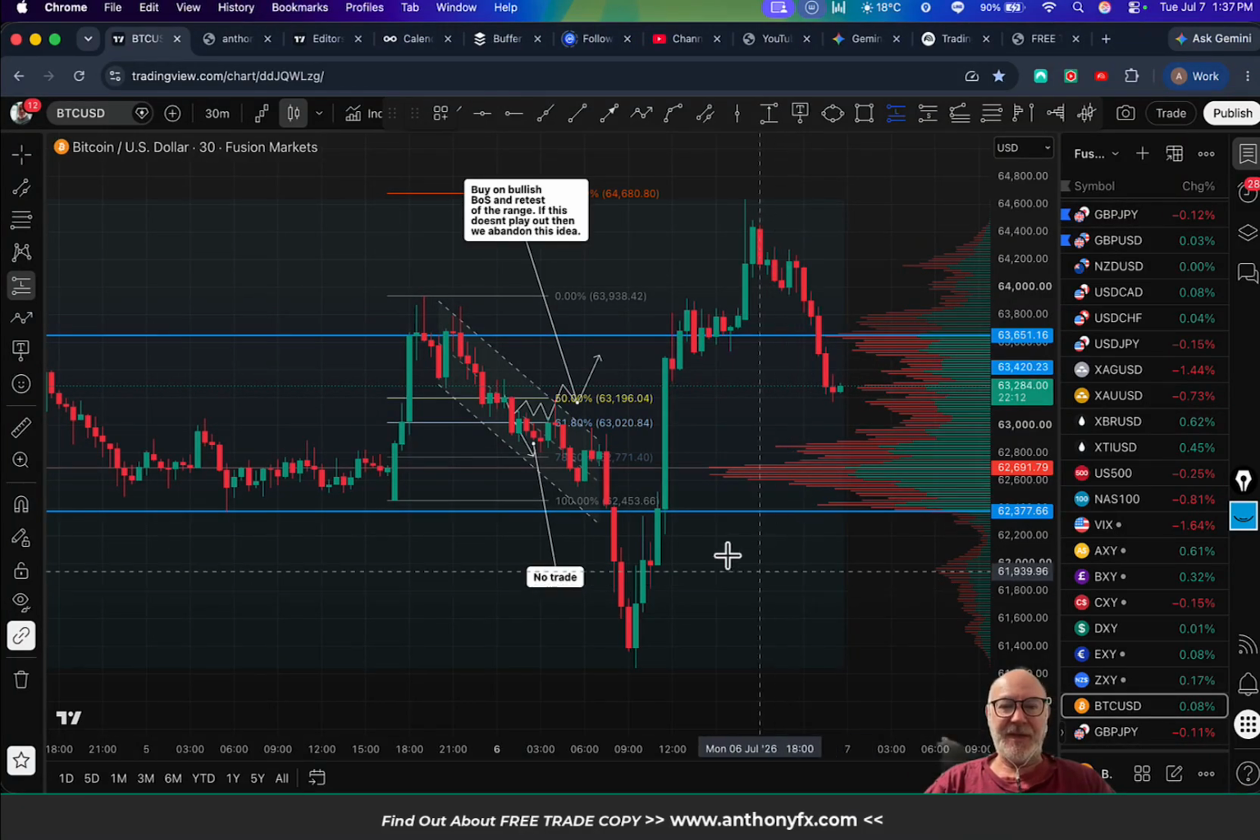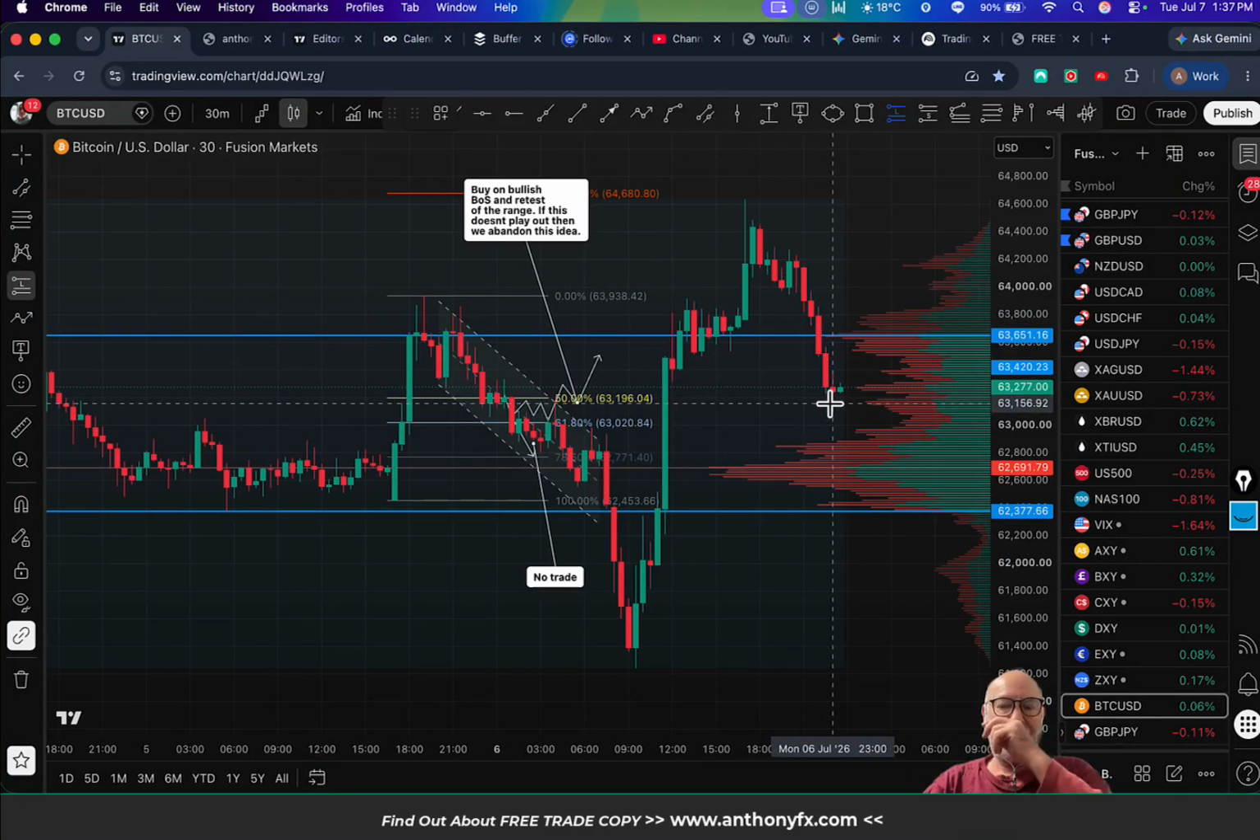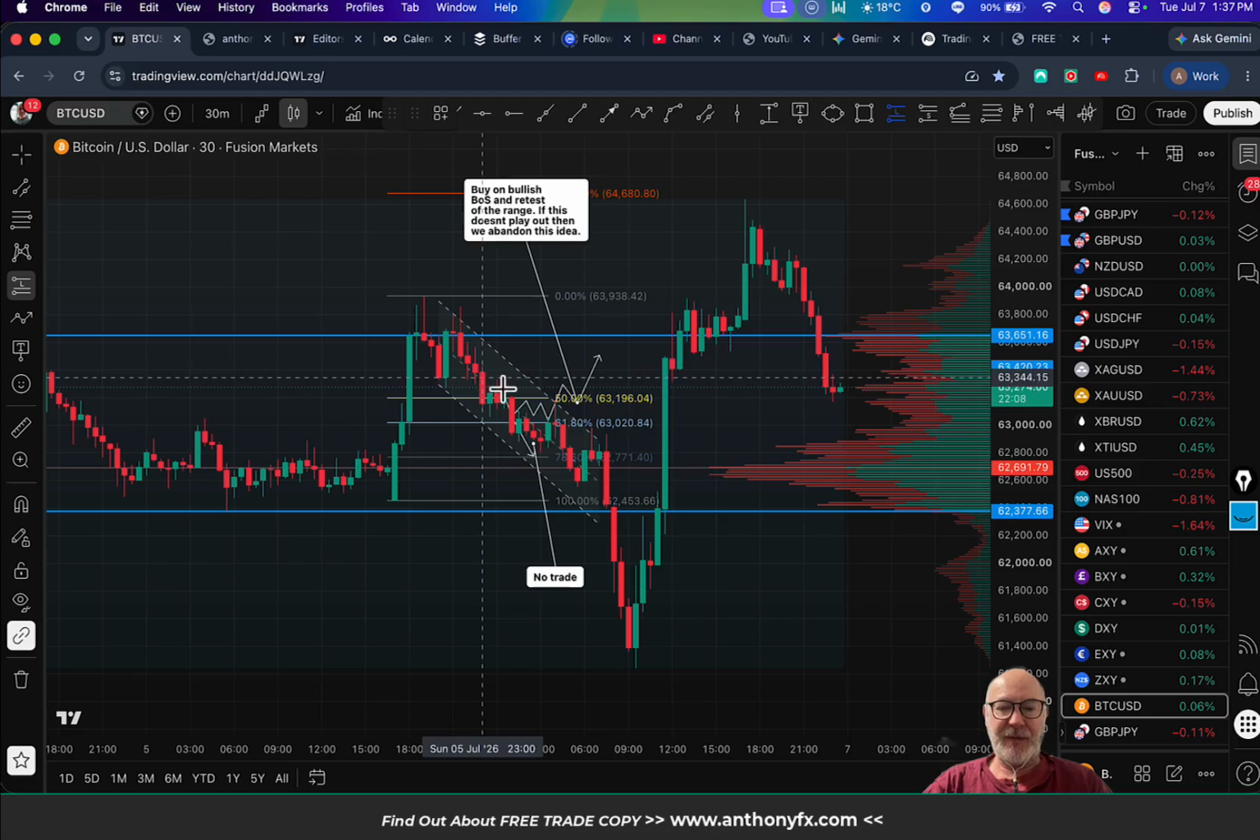I talked about this one yesterday. We're going to have a look for another trade opportunity today. We'll just quickly have a look at this. We were looking for a bullish break. It never happened, and it continued down. We finally got it down here.